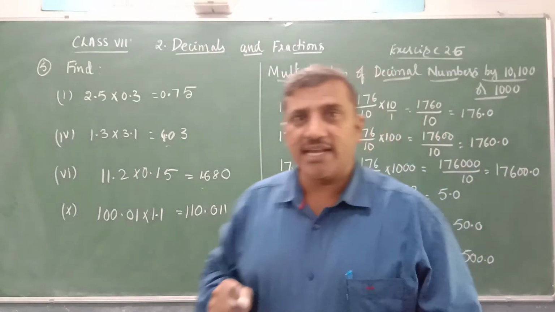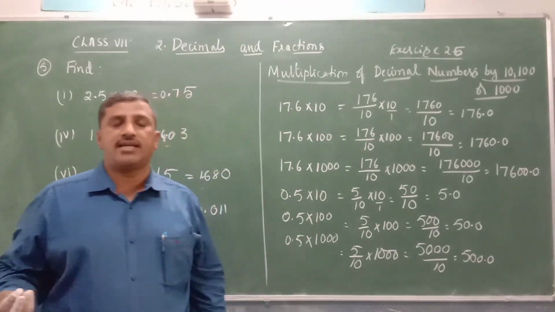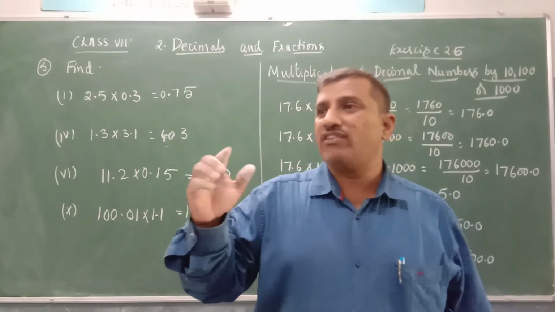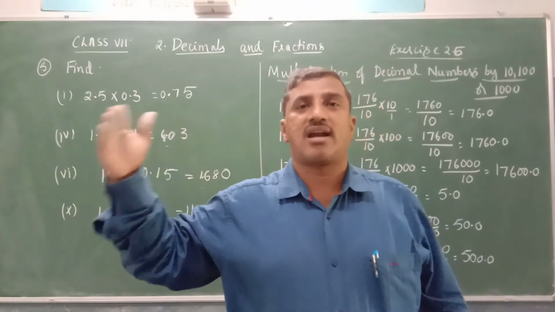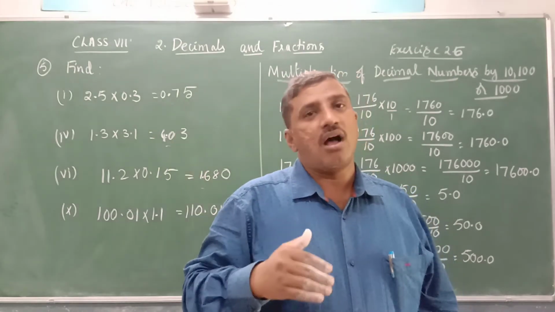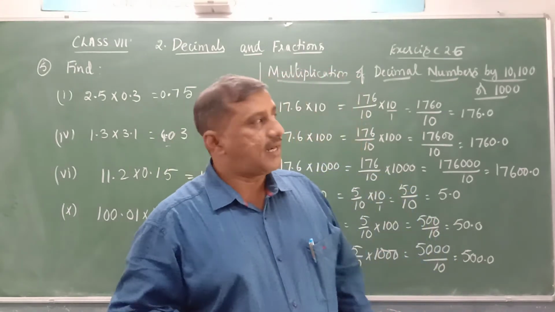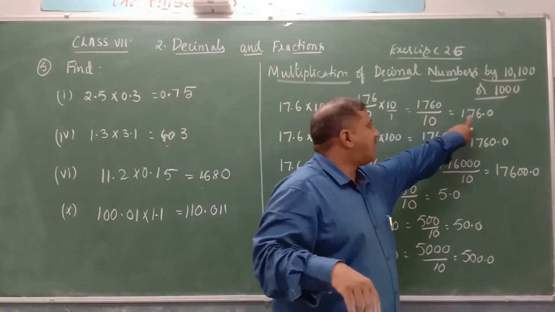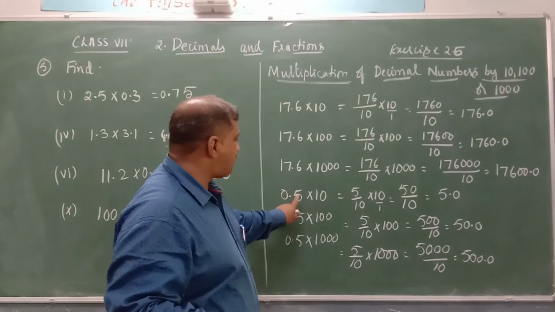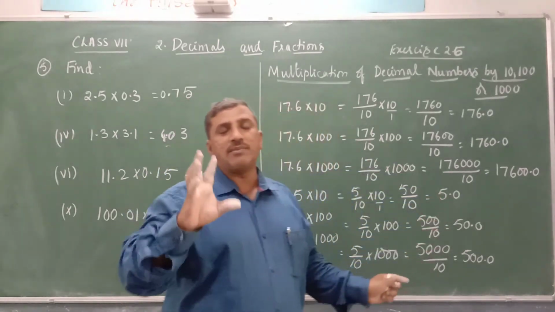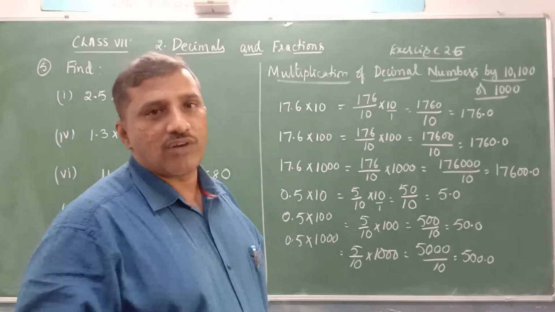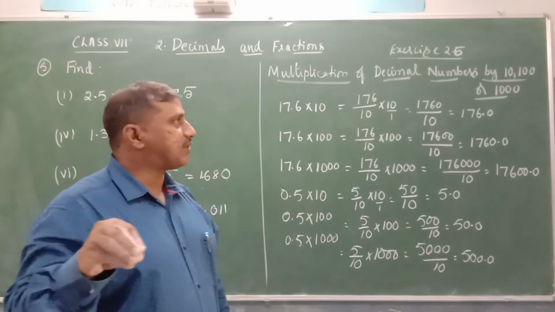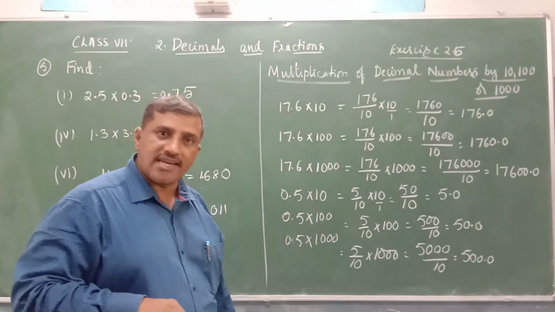So what is the concept here? When we multiply any decimal number with 10 or 100 or 1000 or even more, the decimal point will shift from left to right as many places as there are zeros after 1. The digits will be the same in the product: 176, product also 176; 05, same we got 5. And the decimal point will move from left to right as many places as there are zeros after 1. Clear, children?